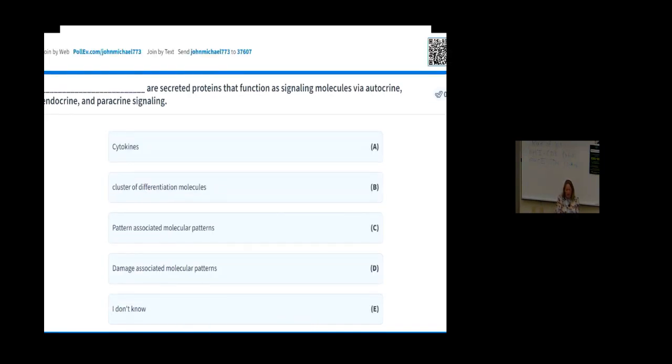All right, so which of these molecules are secreted proteins that function as signaling mechanisms via autocrine, endocrine, and paracrine signaling? Cytokines, CDs, PAMPs, or DAMPs?